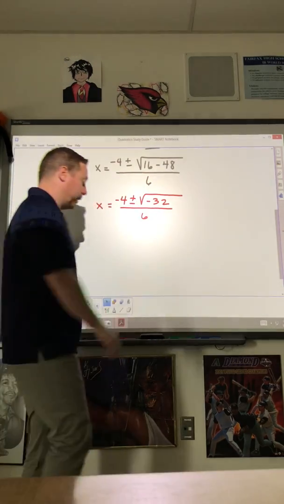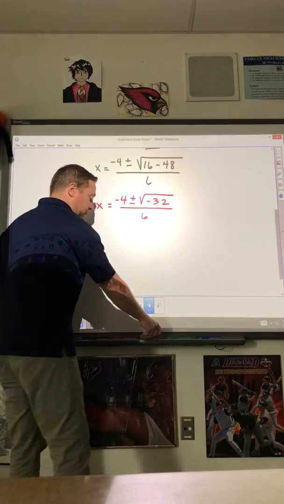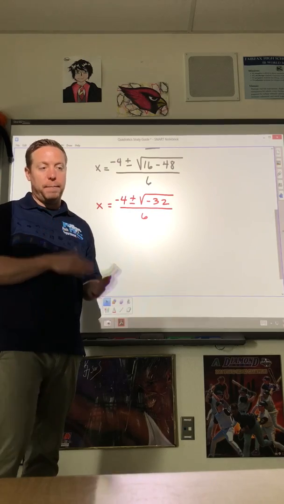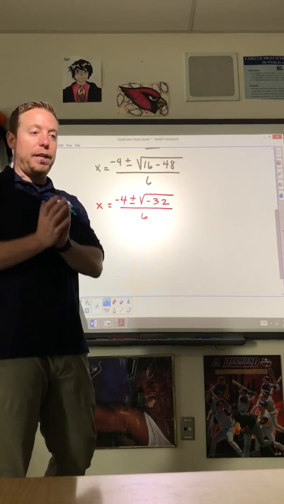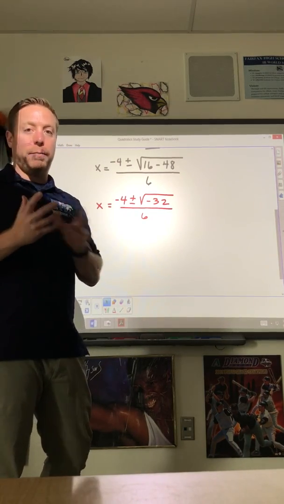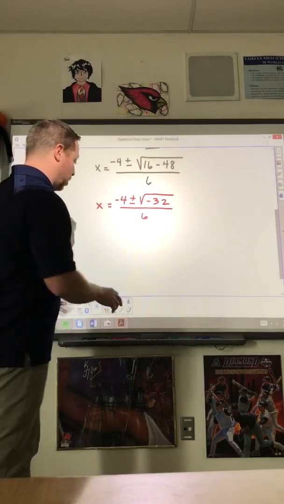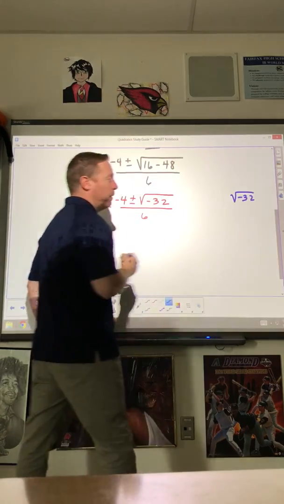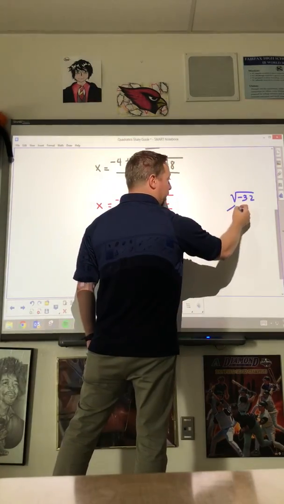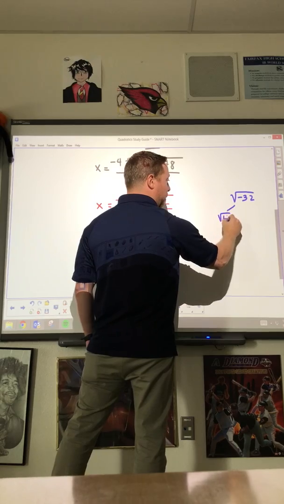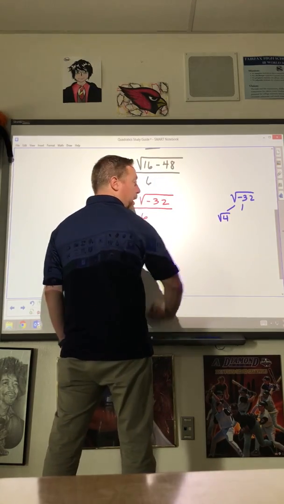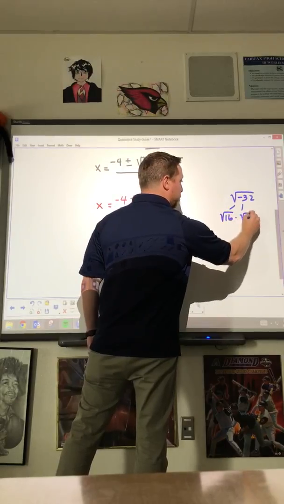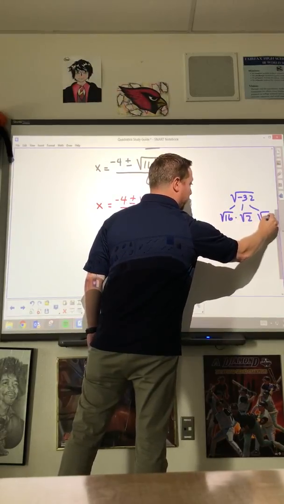Okay, as soon as I see this negative underneath the square root, I should immediately know that I'm now going to be involving imaginary numbers. The only way to have a negative under the square root is to involve imaginary numbers. That's why they were developed. So, off here to the side, I'm going to simplify the square root of negative 32. And I'm going to break it up into square root of 16 times the square root of 2 times the square root of negative 1.